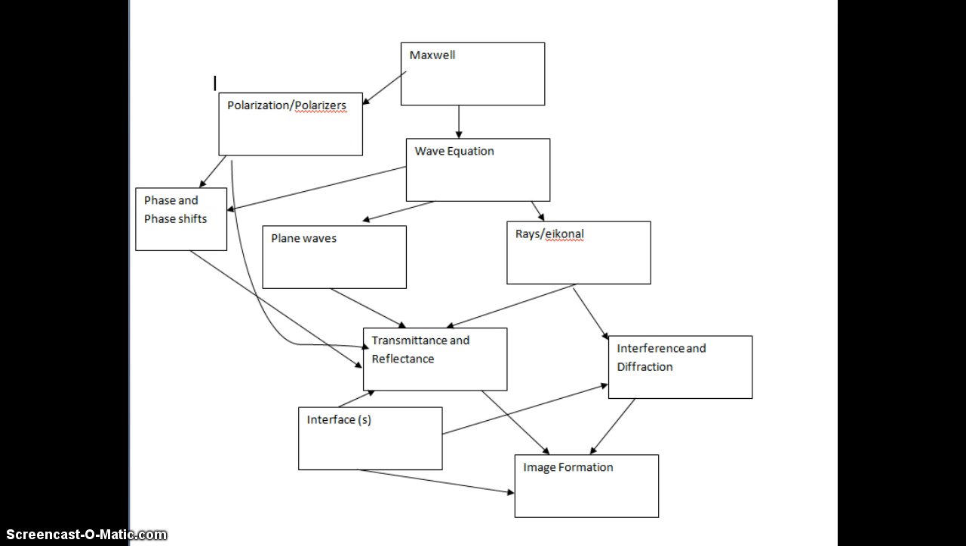And I need to actually put another arrow in because I forgot. It is there, never mind. But when we talk about transmittance and reflectance, I'll talk a little bit more about that in a bit. This is a big bubble, which includes things like Snell's law, which is all part of how much of something transmits and how much of it reflects.